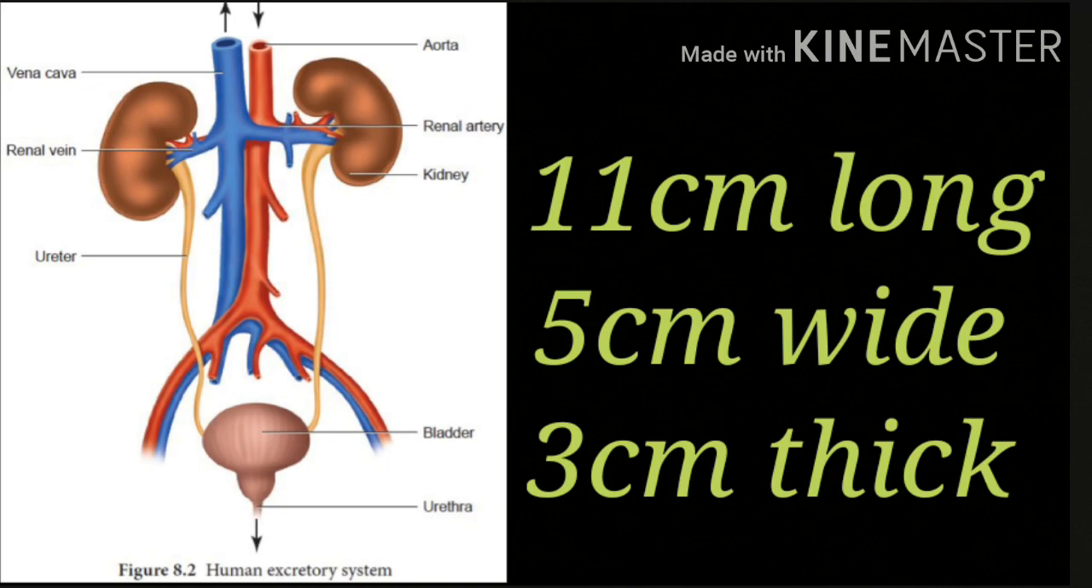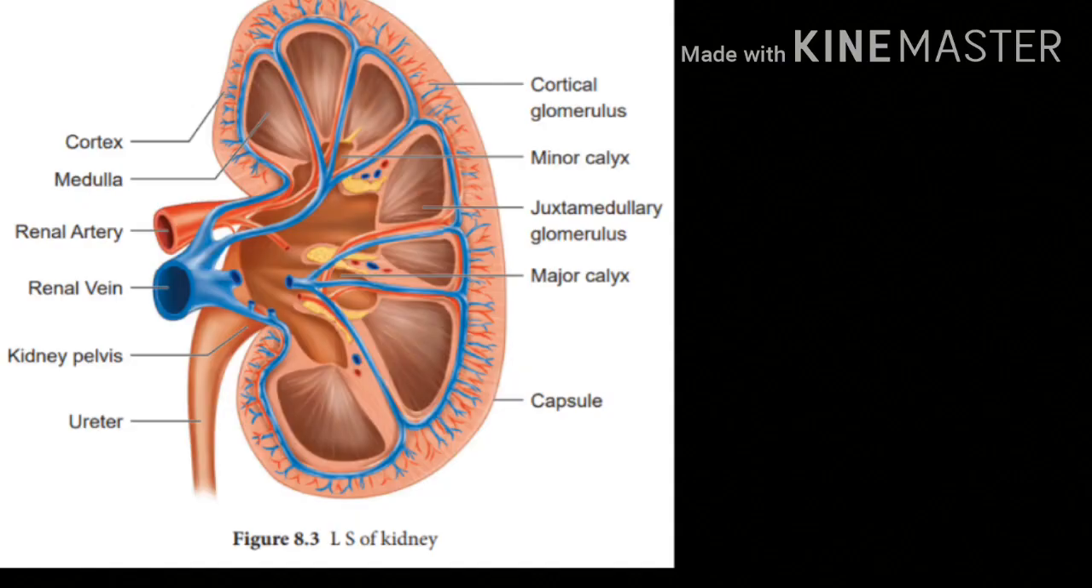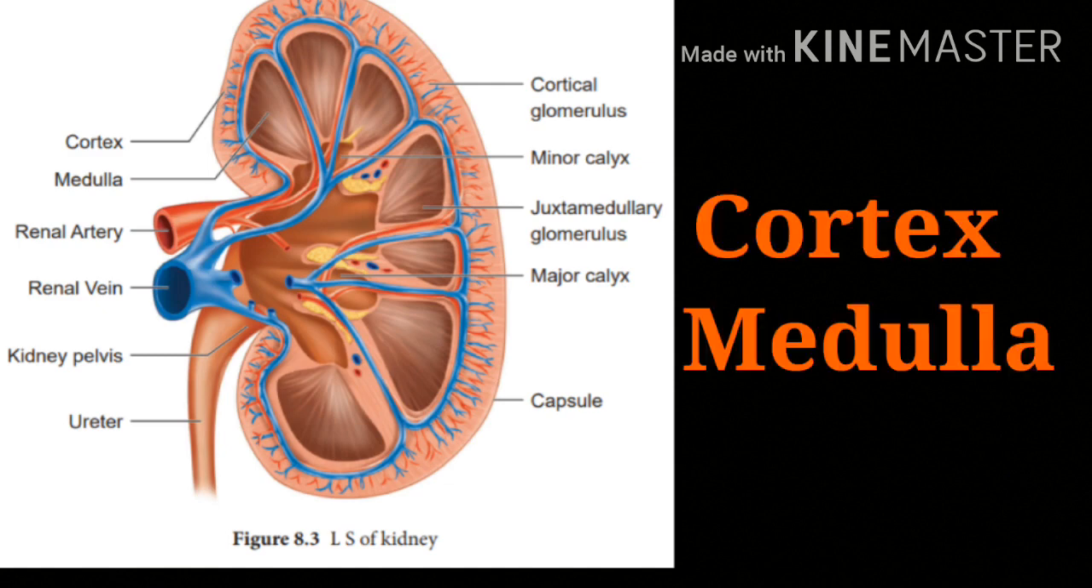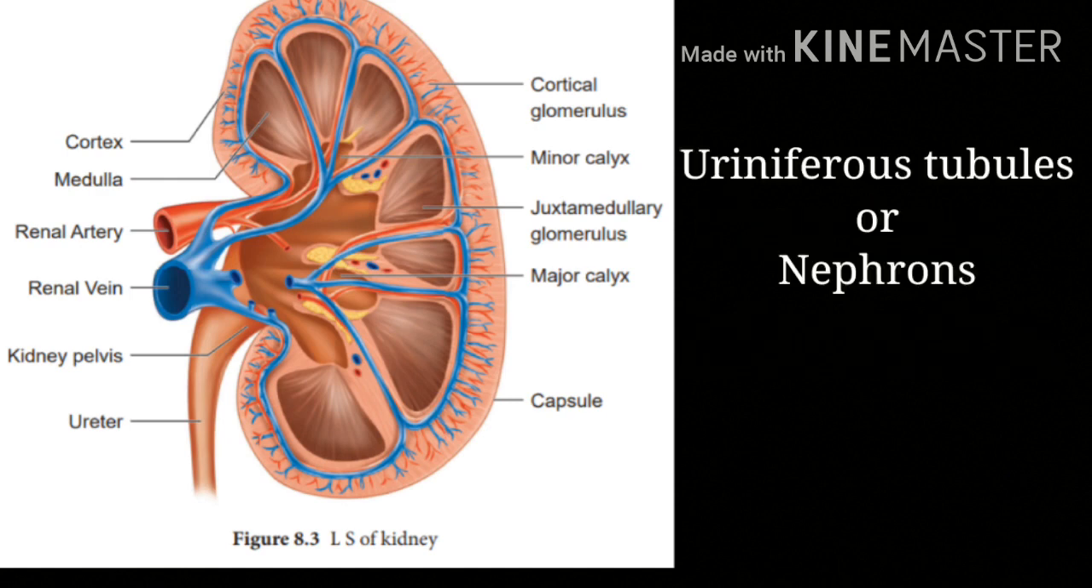Now we can see the internal structure of the kidney. Internally, the kidney is divided into 2 regions. The outer part is called the cortex. The inner part is the medulla. Cortex is dark in color. Medulla is light in color. Both of these regions contain uriniferous tubules or nephrons.